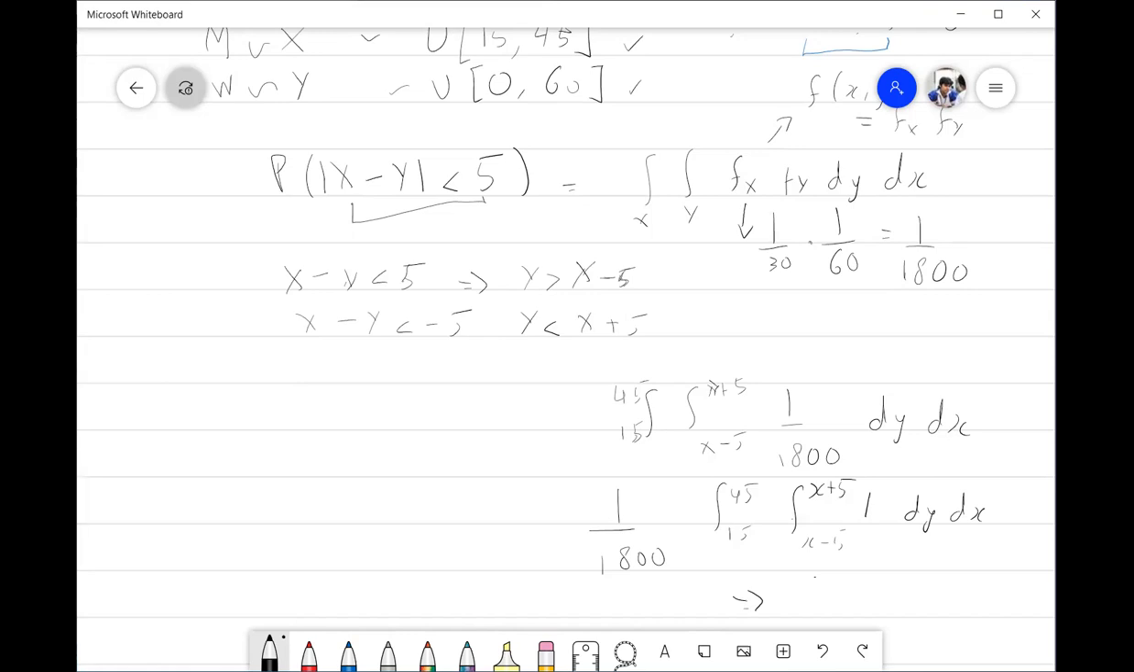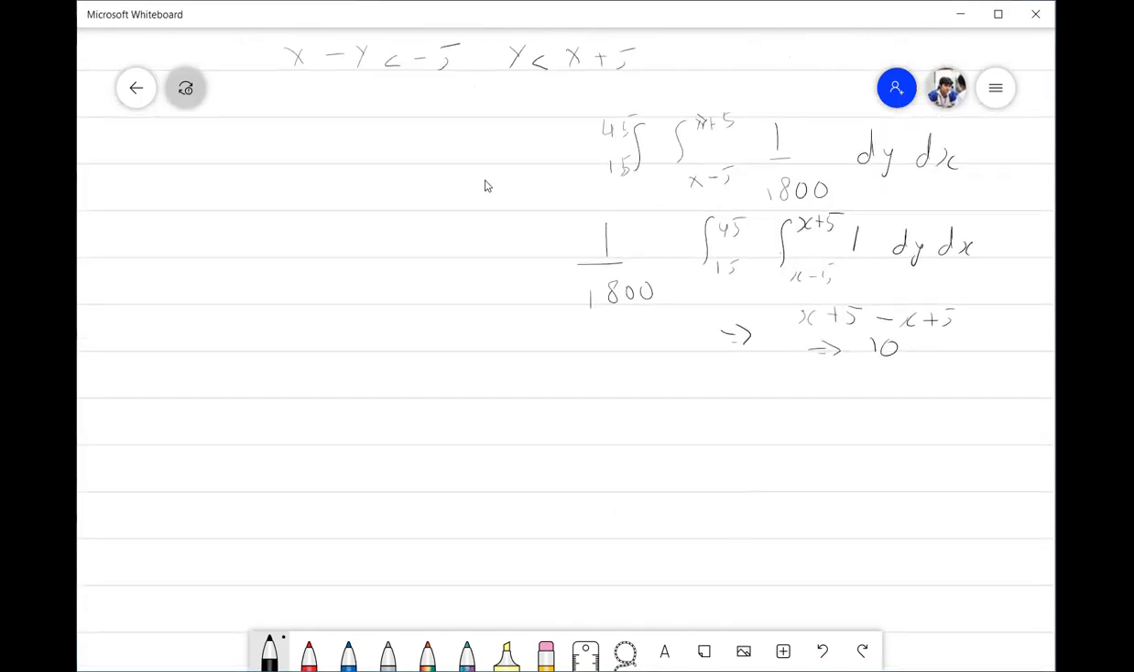I'm going to go over my working again, but I would also encourage you to do this working as well. I'll give you 5 minutes to tell me what the final value should be. Okay, so what it should be is x plus 5 minus x minus 5. These are the limits, and this equates to 10, right? Wait, my computer is causing me problems. I'm sorry. So now I have 10.